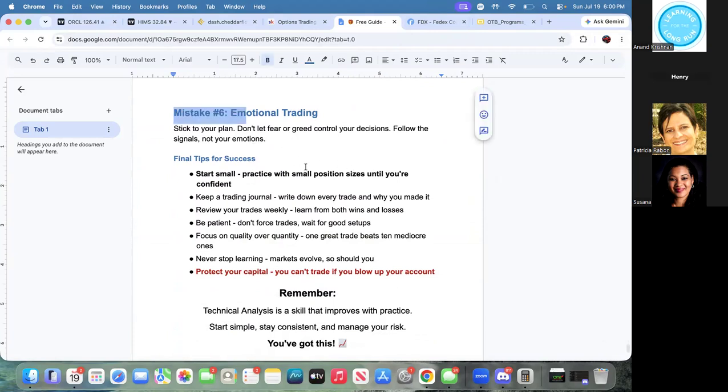Mistake number six, emotional trading. You lose two, three in a row, and then you oversize on the fourth one.